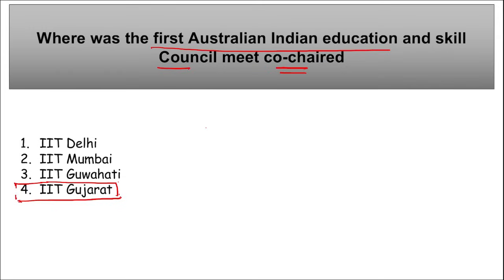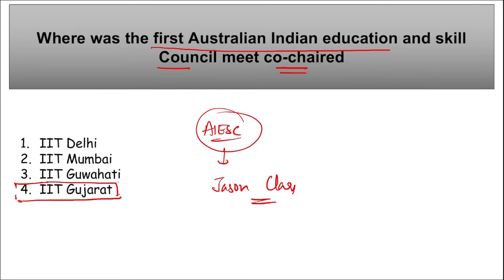He co-chaired this first Australia India Education and Skill Council, that is AIESC, right? This was with Australian Minister Jason Clare, who is the Education Minister, and Brendan O'Connor, who is the Skills and Training Minister of Australia. This meeting was held at IIT Gandhinagar, Gujarat, on 6th of November 2023.